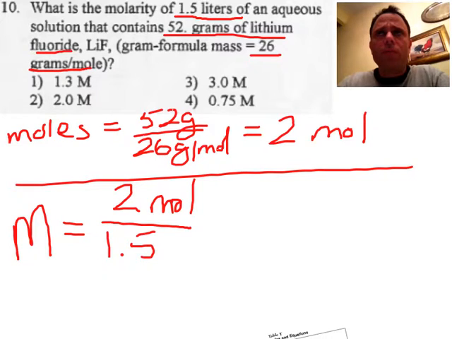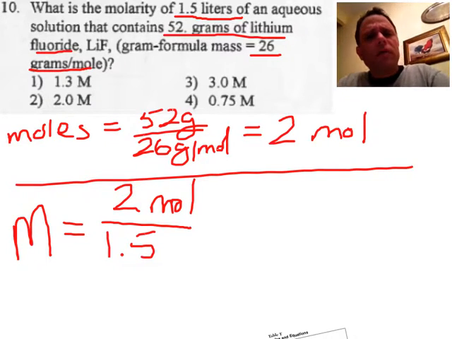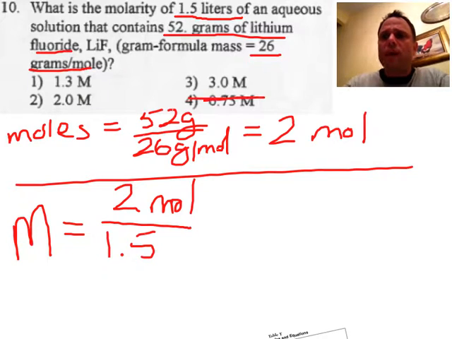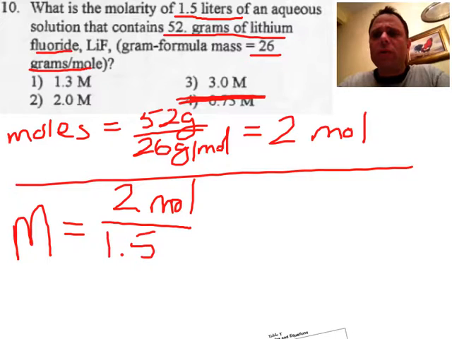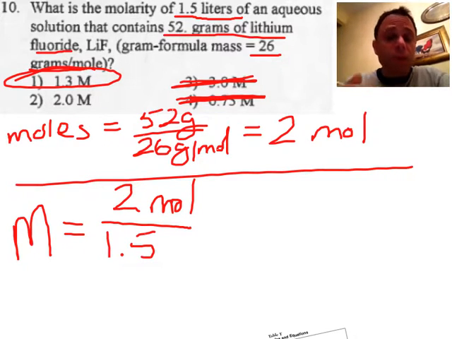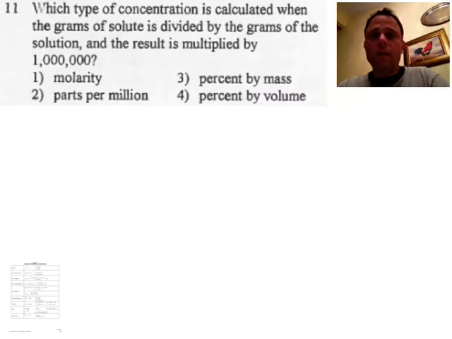2 divided by 1.5. Is that number going to be greater than 1 or less than 1? Well, 2 divided by 2 is 1. If I divided 2 by 4, it would be less than 1. So I know that it's going to be greater than 1. So choice 4 is out. Okay, 2 divided by 1.5, that's pretty darn close to itself. So it's going to be choice number 1. If you don't believe me, pause, use your calculator. Get back to me on that.